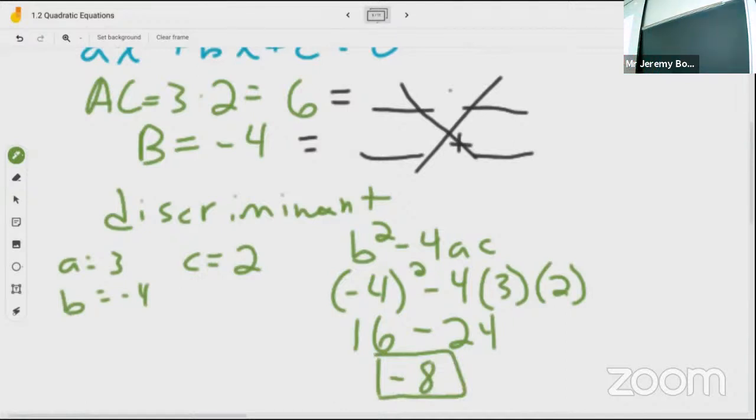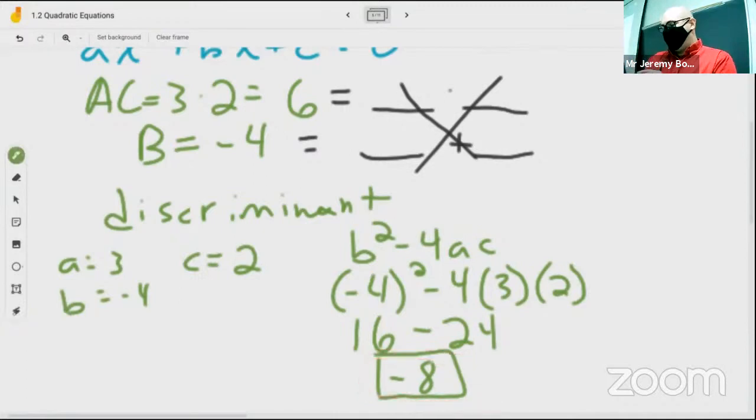Is that 4 turn into a plus because of... No, okay, so this isn't based off B. It's just always minus 4 times A times C. So we get a discriminant of -8.